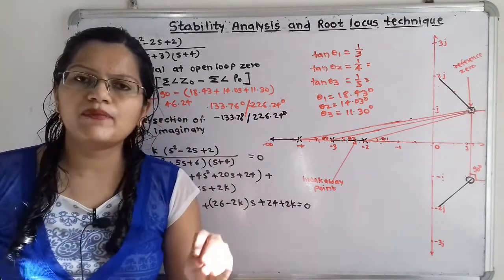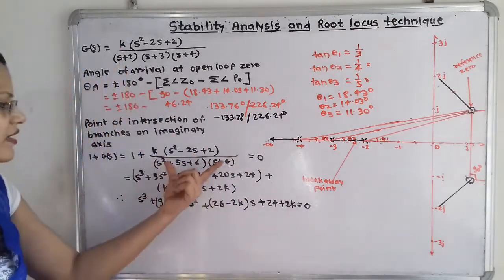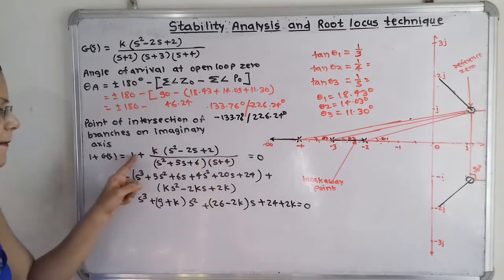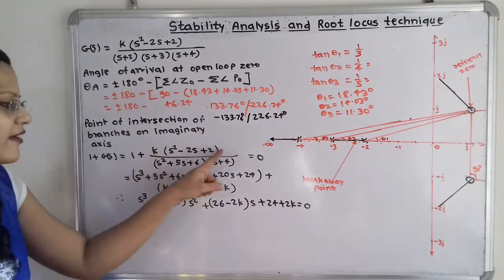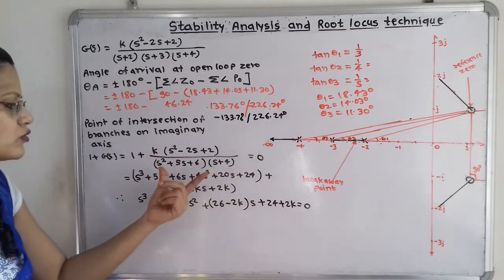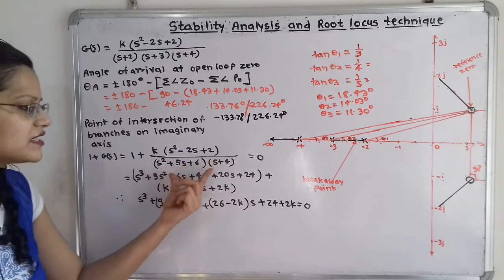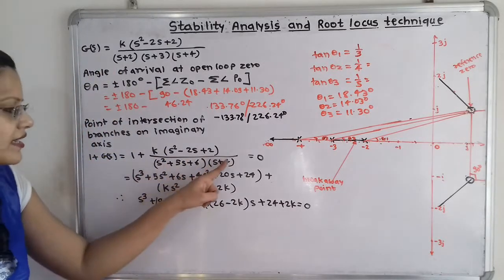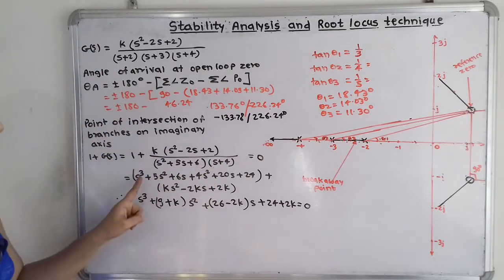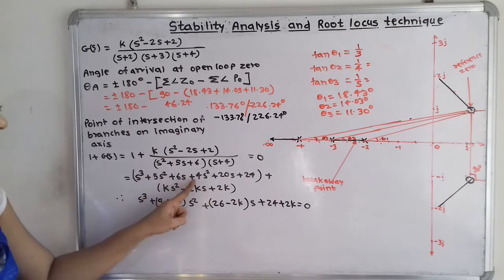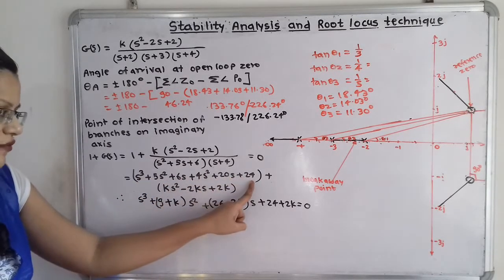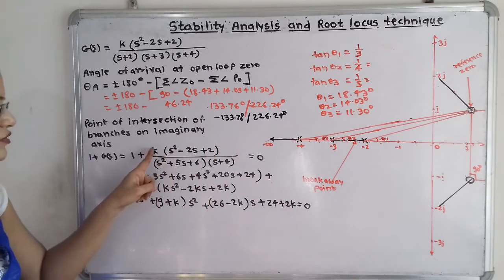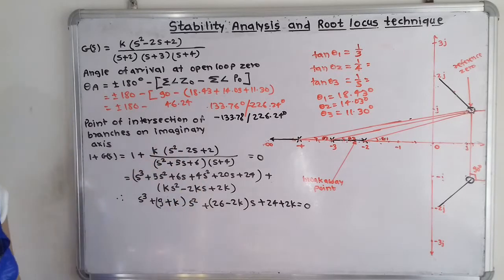So we have to simplify this. How to simplify? We transfer this denominator here and take the combined denominator, and here it is equal to 0. At the same time I transfer this denominator to the right hand side, then it becomes 0. So what is the simplified form? Again I multiply these two brackets: s cube plus 5s square plus 6s plus 4s square plus 20s plus 24, plus, now I multiply K also, that is K s square minus 2K s plus 2K.